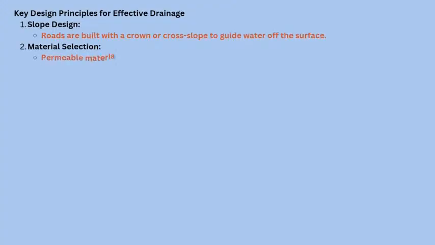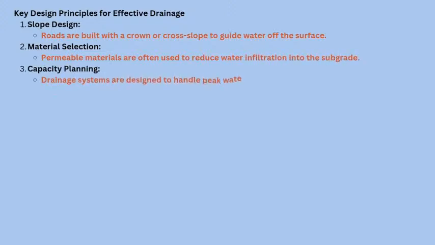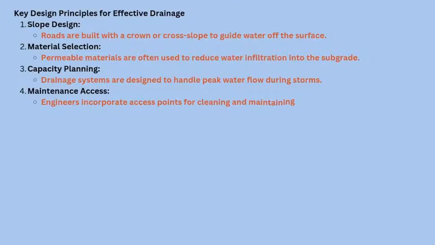2. Material selection. Permeable materials are often used to reduce water infiltration into the subgrade. 3. Capacity planning. Drainage systems are designed to handle peak water flow during storms. 4. Maintenance access. Engineers incorporate access points for cleaning and maintaining the drainage infrastructure.